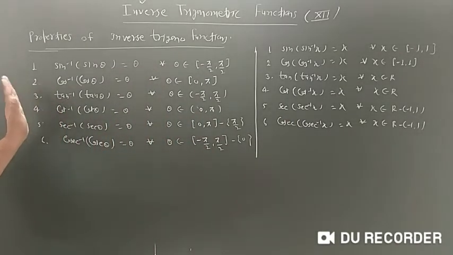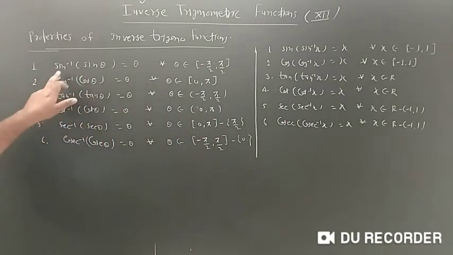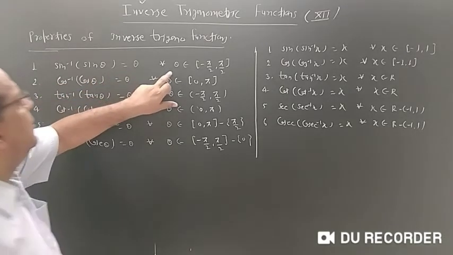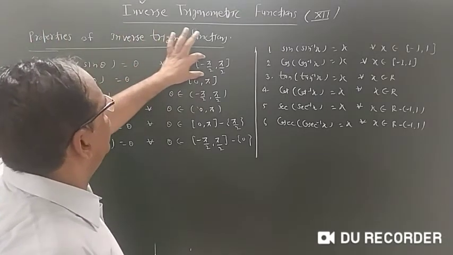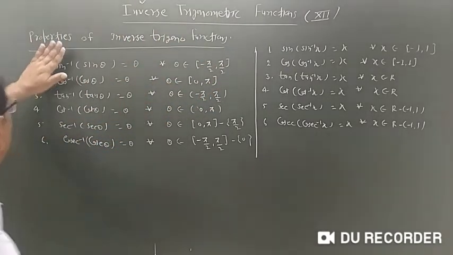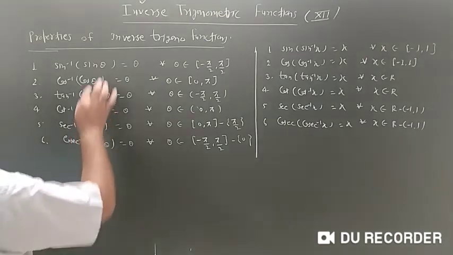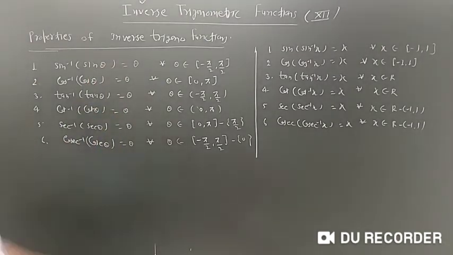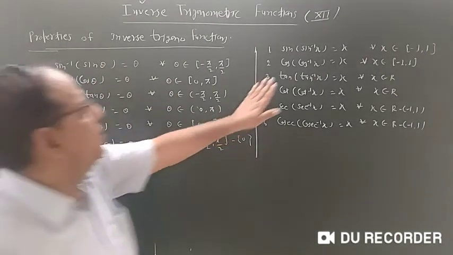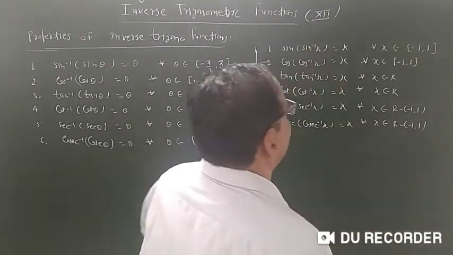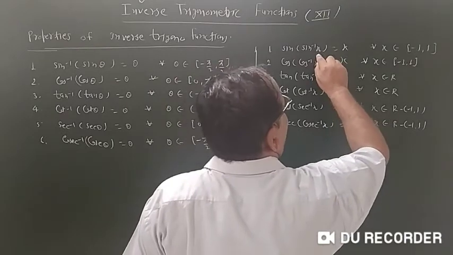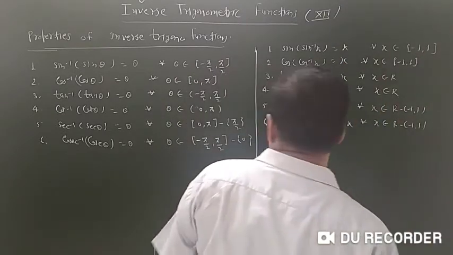These are called self-adjustment properties. When we have sin inverse sin theta equal to theta, that means it may be written as theta if theta belongs to minus pi by 2 to pi by 2. That means all the properties are satisfied whenever the value of the angle theta lies in its principal value branch. But these properties are also written in this form if all the values of x lie in the domain.